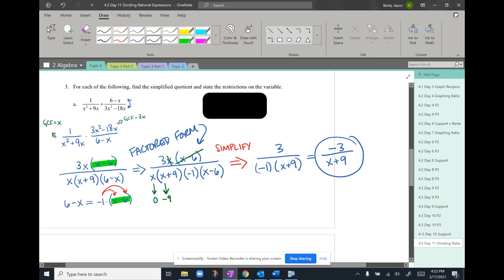This -1, well, there's no value of x that can make that 0. That's always going to be -1. But here, if x is 6, this factor will also be 0. So I know that x cannot be 0, -9, or 6. So I'll write that all in one line here. x cannot be 0, -9, or 6. And those are your restrictions on the variable x in this quotient.